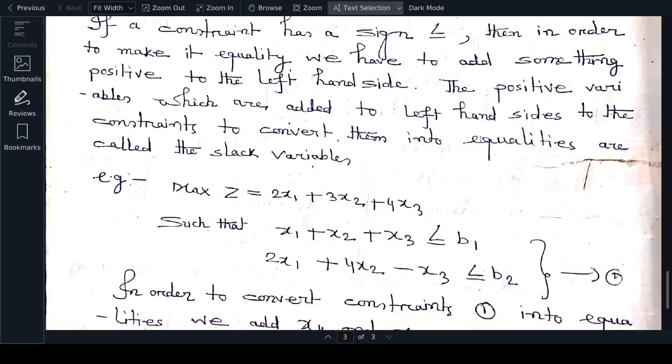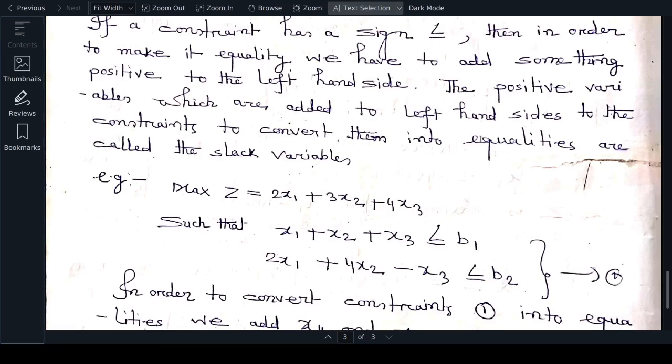Another value 2, so plus 2. These two we denote by S1, since we don't know the value. For the first equation we write S1. S means select, 1 means the first equation. Sometimes it is written S2, where S means select variable and 2 means the second constraint. So S1, S2, S3, in this way we shall write.